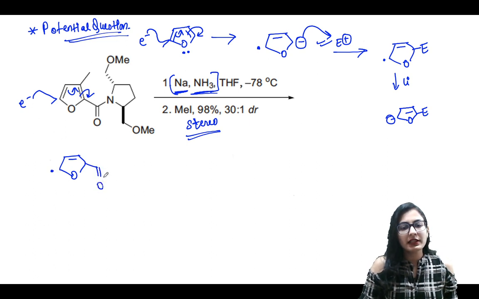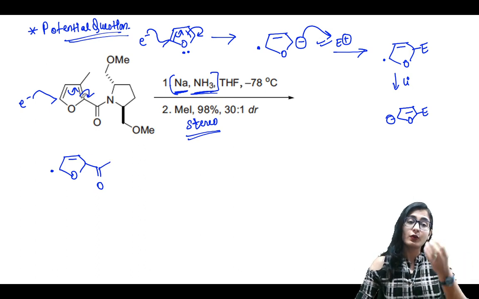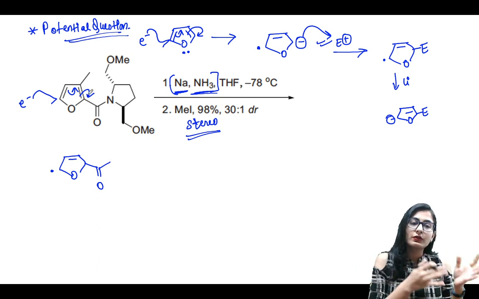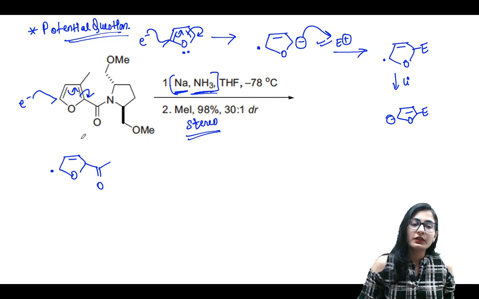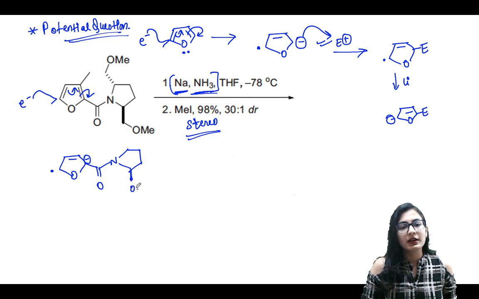And why is it going in this direction? Why not the opposite one? Why are we not transferring an electron over here, with the negative charge going over here? Because the anion which has formed over here is closer to the electron withdrawing group, so it is going to be stabilized by resonance. The other important thing that we have to focus on over here is that there is a CH2 over here, and this is above the plane.